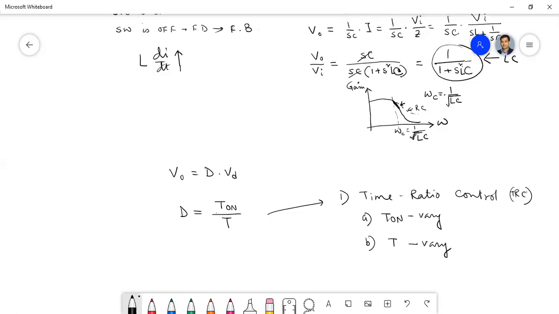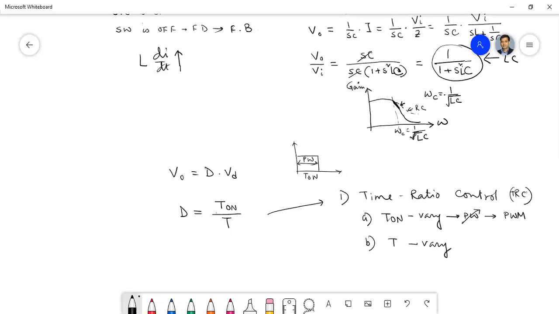Either we can vary this T on, that means the on time, or the width of the pulse which we are getting, because on time is basically the width of this pulse. So T on is basically the pulse width. So to control the T on is called the pulse width control, or pulse width modulation. If we want to control this T on, we have to change the pulse width. That is the name of PWM, pulse width modulation. We have to modulate the pulse width, and by that we can control the duty cycle or duty ratio.